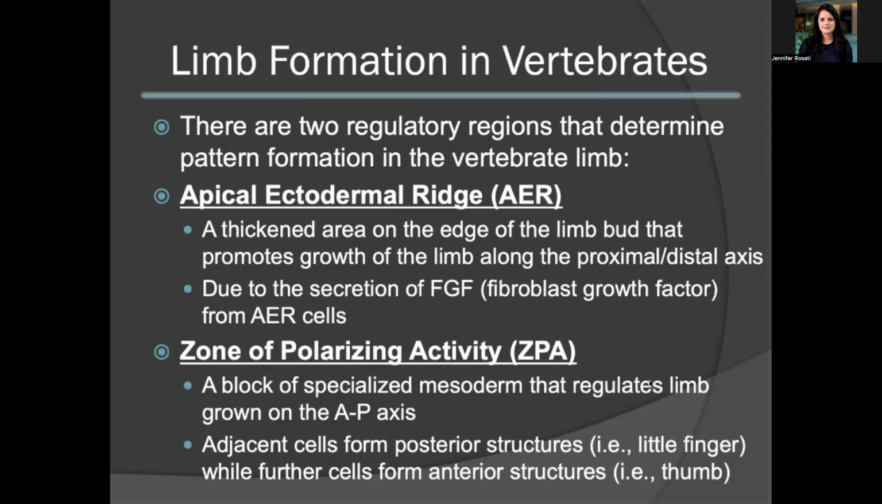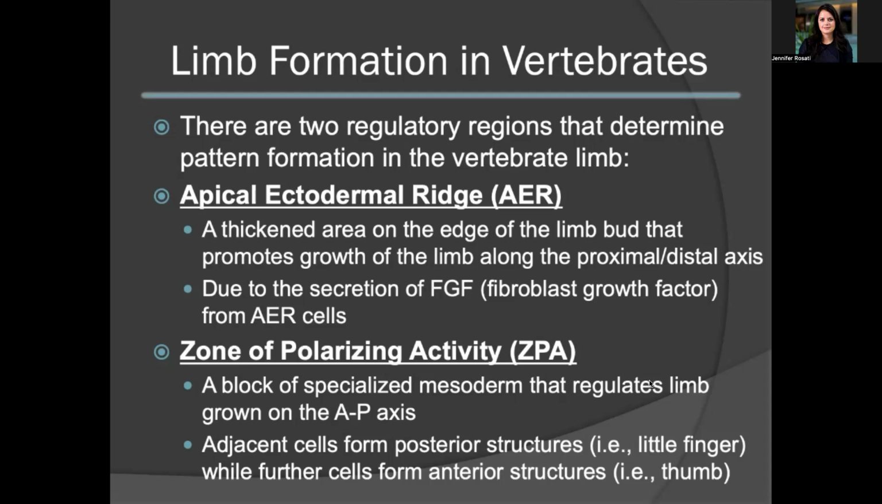In addition to the dorsal lip of the blastopore, there are two other regulatory regions that have been discussed, the apical ectodermal ridge and the zone of polarizing activity. These two zones are regulatory regions that help to determine the pattern of formation in the vertebrate limb. The AER, or apical ectodermal ridge, is a thickened area that is present on the edge of a limb bud. This will help to promote the growth of the limb along the proximal and distal axis. The AER grows due to the secretion of FGF, or fibroblast growth factor, from the AER cells.